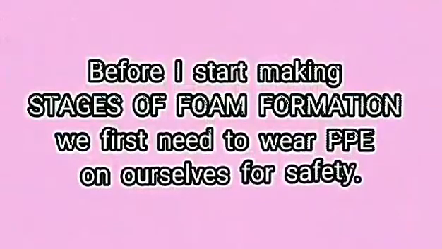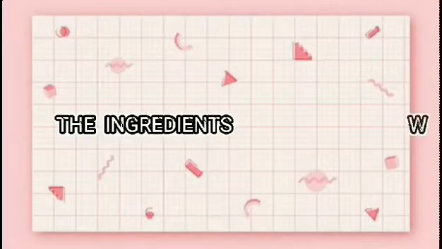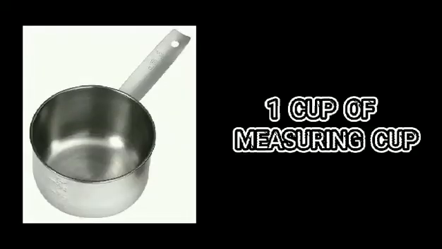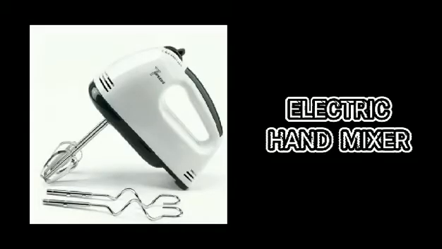Before I start making the stages of foam formation, we first need to wear PPE for safety. PPEs are hairnet or hairband, gloves, and apron. So let's go! The ingredients we need are 3 eggs, cream of tartar, sugar, and vanilla extract. The tools we need are a mixing bowl, a 1 cup measuring cup, and an electric hand mixer.